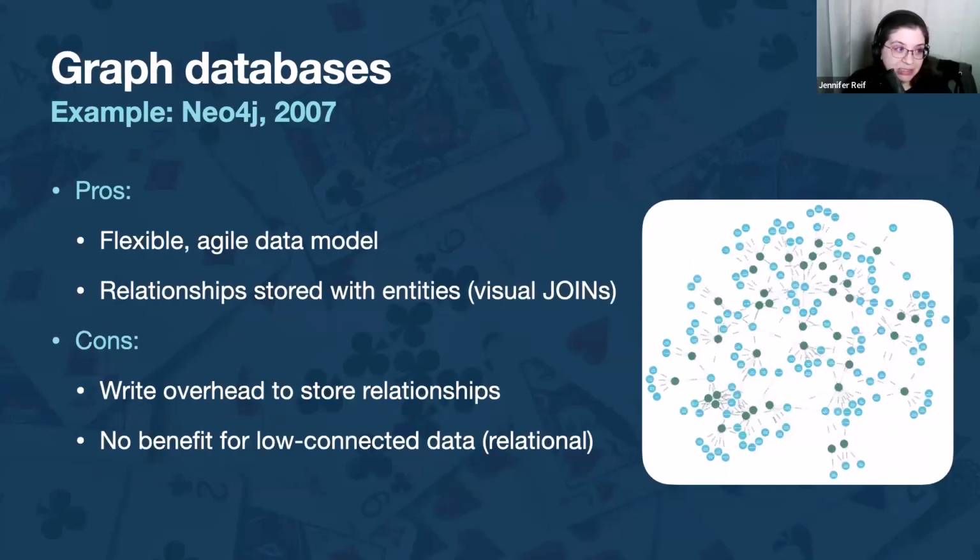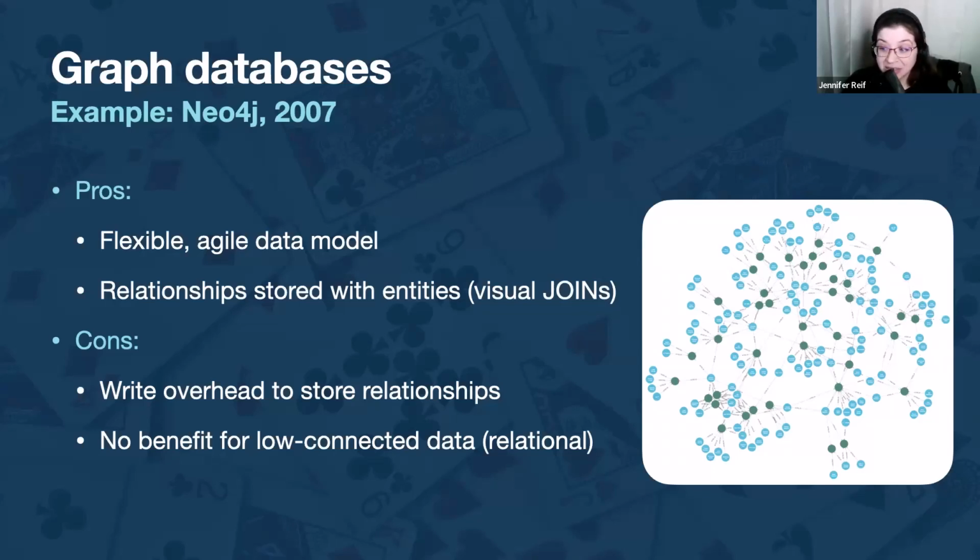Graph databases, Neo4j was one of the first entries to the market in 2007, but there's lots of others out there as well. The good sides with a graph database is you're going to have a very flexible and agile data model. So as the business changes, your model can be flexible and respond to that. The biggest thing is it's going to store the relationships alongside the entities. So it's kind of like a visual or a written join, if you will, to the database.